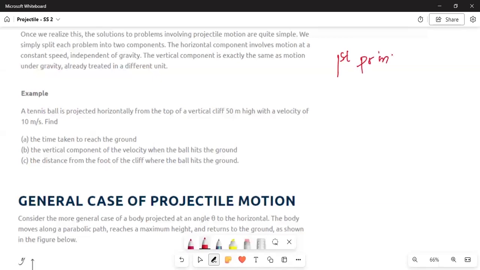The first principle is solving problems using the first principle. On the other hand, when the angle of projection is involved, then we use a special formula which we are going to derive in this class. So we have one question here, example 1.